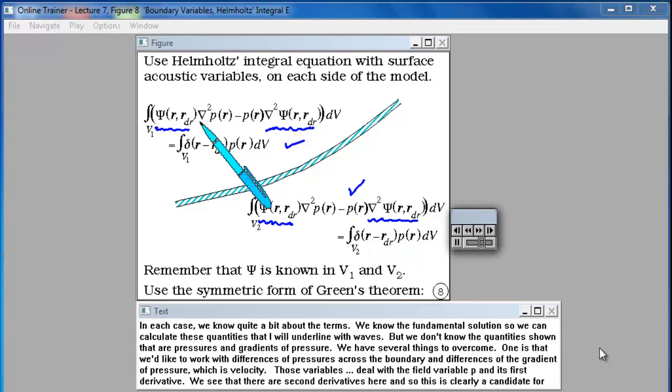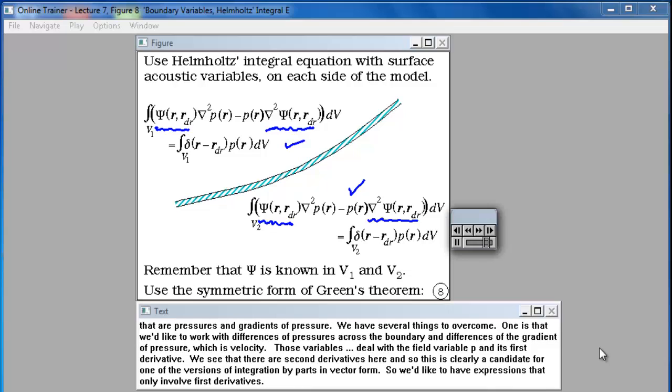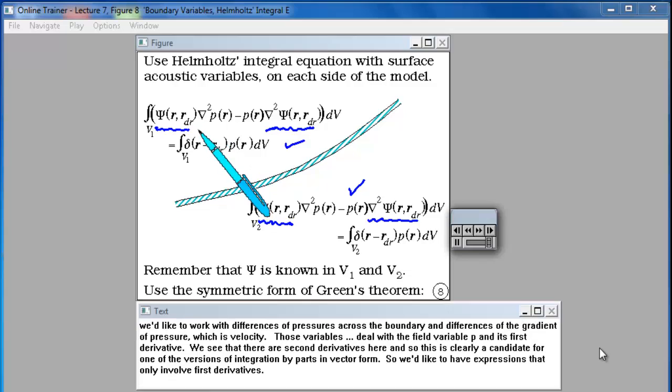We have several things to overcome. One is that we'd like to work with differences of pressures across the boundary and differences of the gradient of pressure, which is a velocity. Those variables deal with the field variable P and its first derivative. We see that there are second derivatives here, and so this is clearly a candidate for one of the versions of integration by parts in vector form. So we'd like to have expressions that only involve first derivatives.